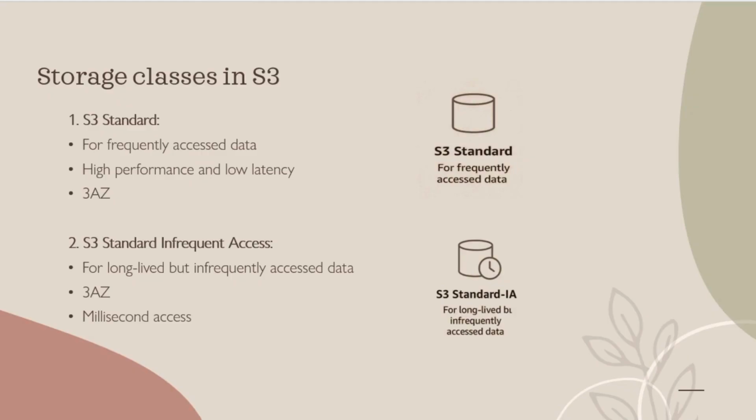The second one is S3 Standard Infrequent Access. If we use this storage class, S3 will store the object across multiple availability zones. So it offers greater availability and redundancy, because it has 3 availability zones. And if the data is accessed only once a month, then I can use this Standard Infrequent Access storage class.